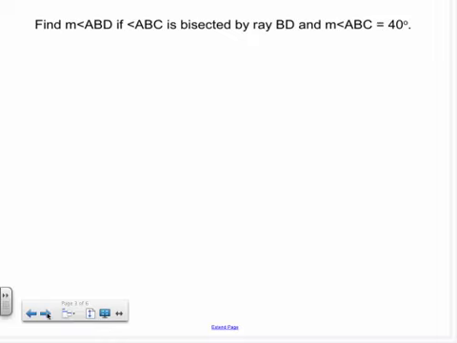In this problem, we're asked to find the measure of angle ABD if angle ABC is bisected by ray BD and the measure of angle ABC is 40 degrees. So again, let's start by drawing a picture so we can see what the problem is asking and telling us a little better. So I'm going to start by drawing angle ABC. And then it has this bisector, ray BD. So right down the middle, I'll draw that ray. So once I have my bisector in there, I know that angle ABD and angle DBC are congruent, so I'll mark that. And then I'm told in the problem that the measure of the whole angle, angle ABC, is 40 degrees.